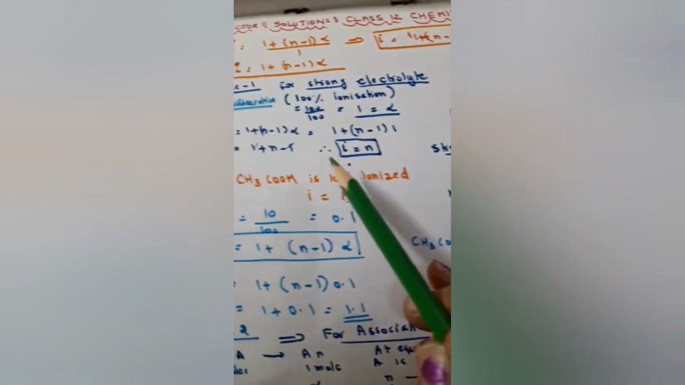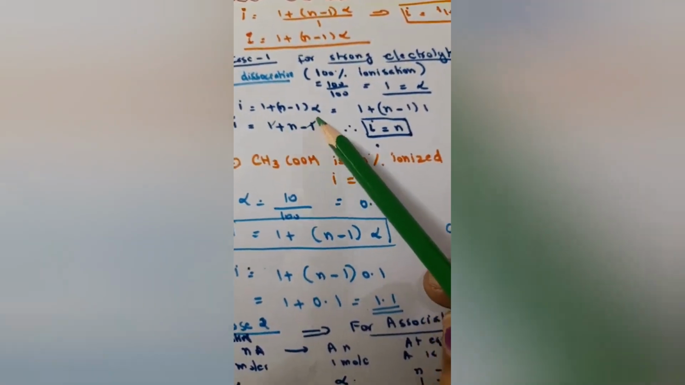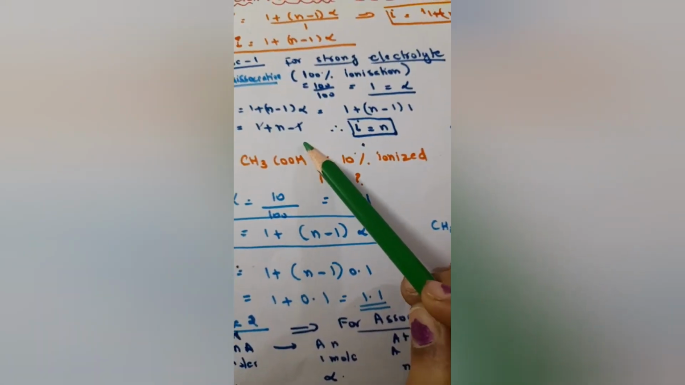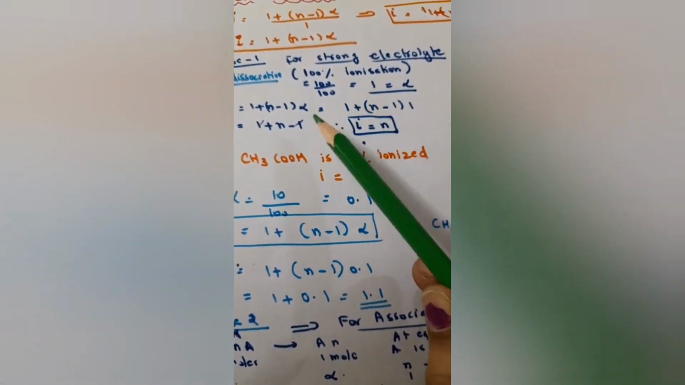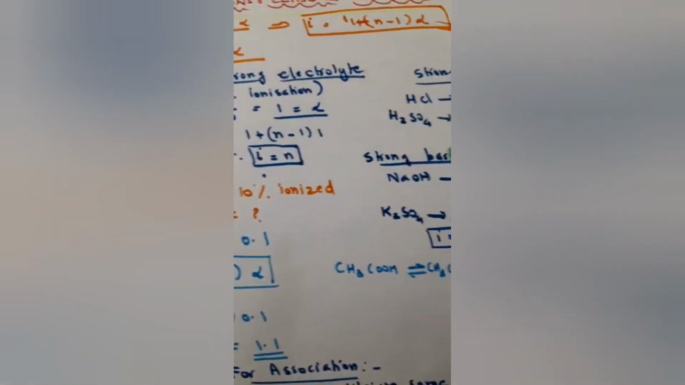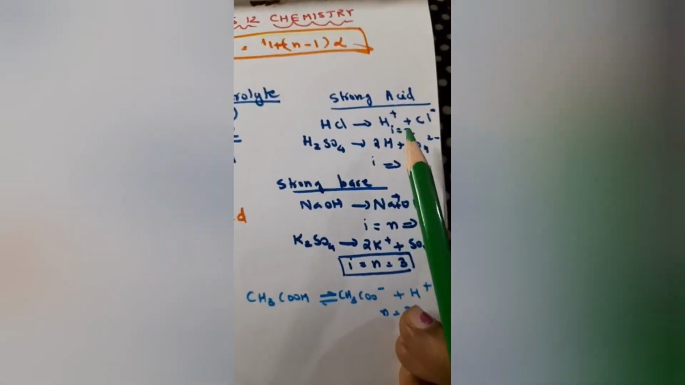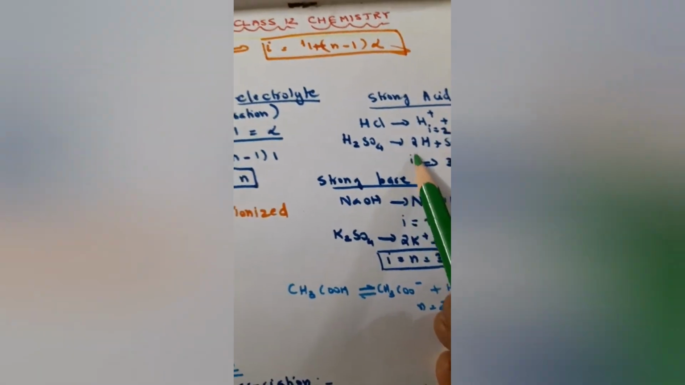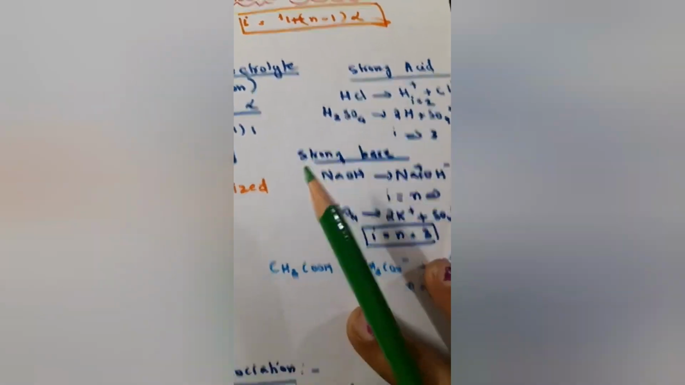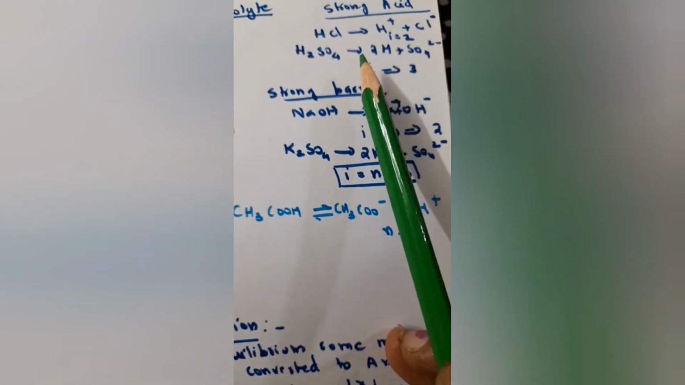So what happens is that i is equal to 1 plus (n minus 1) into alpha, and alpha is 1. If you substitute 1 here, the 1 and 1 will get cancelled and you will get i is equal to n. Put it in a box, that is an important thing to remember. So suppose for strong acid, HCl dissociates into H plus and Cl minus, so then you get 2 particles, that is number of moles is 2, so i is equal to n. So if n is equal to 2, i is also equal to 2.